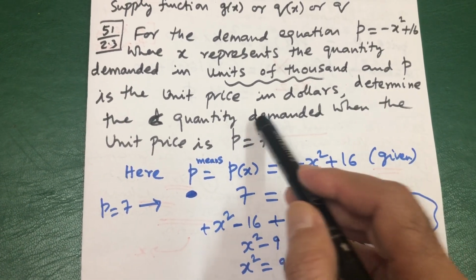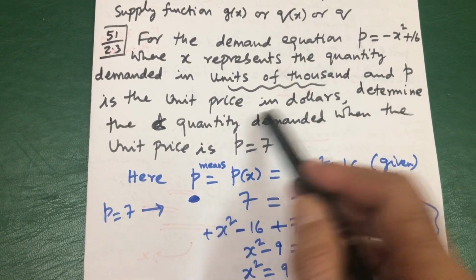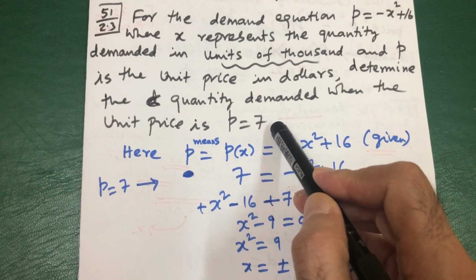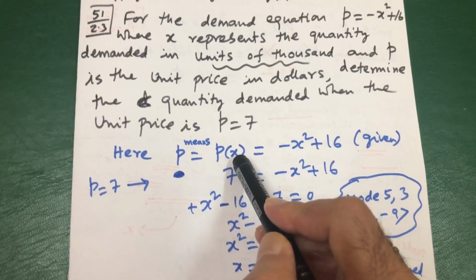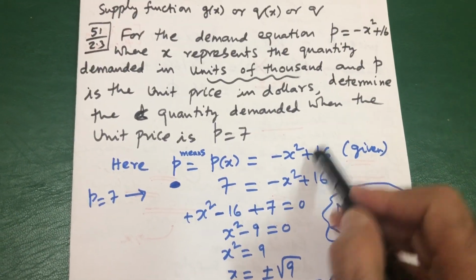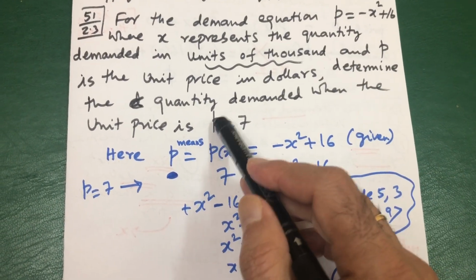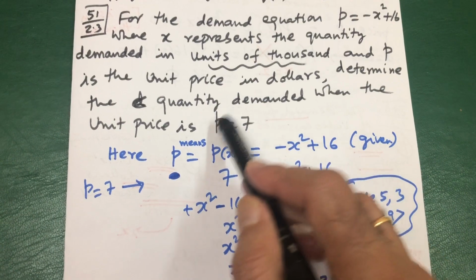Determine the quantity demanded. That is, determine the quantity, which means x. Determine x when P is equal to 7. Here P means Px, and Px is minus x square plus 16, as given. What do you want? You want the quantity. That means you want x when P is equal to 7.